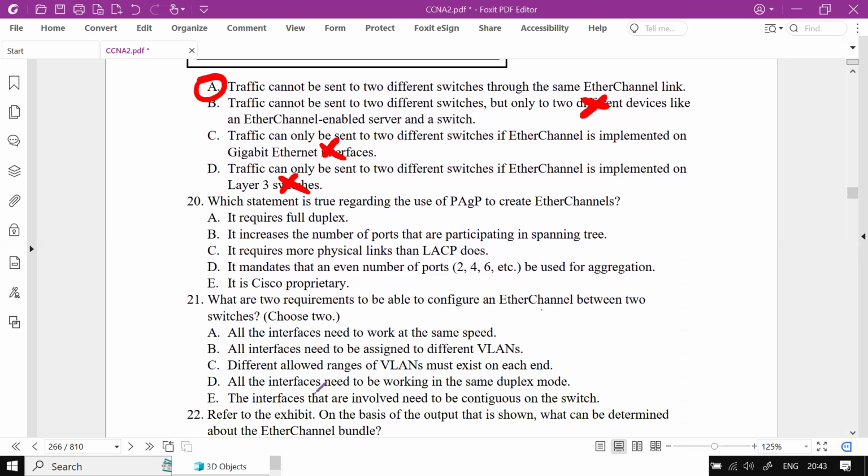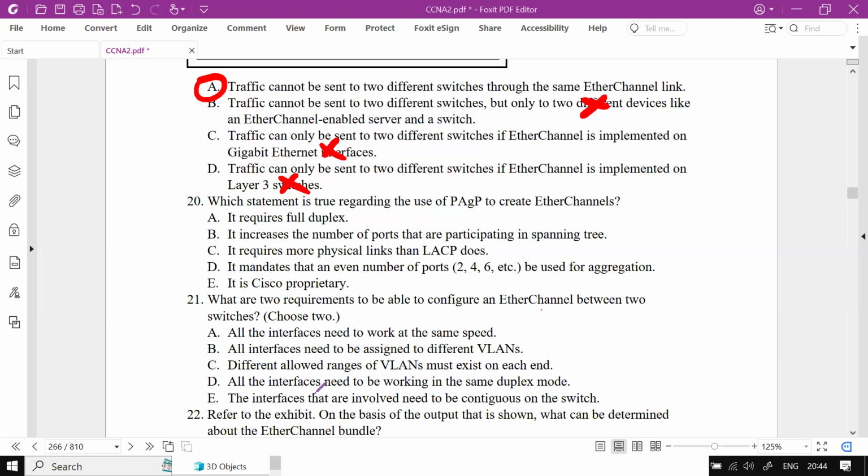Which statement is true regarding PAgP to create EtherChannels? The session we did for EtherChannel was very small, and we focused on PAgP and LACP. I tried explaining the difference between those two protocols. Which statement is true about PAgP? It requires full duplex. Is that true?